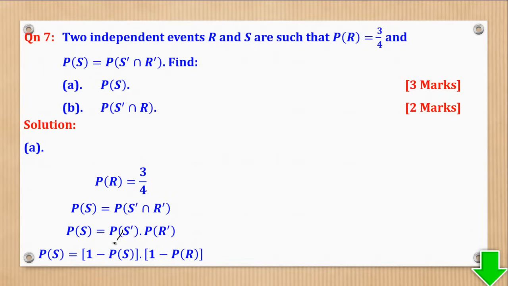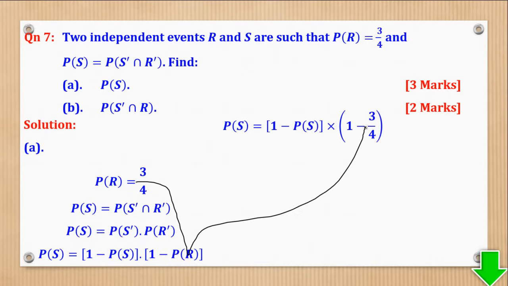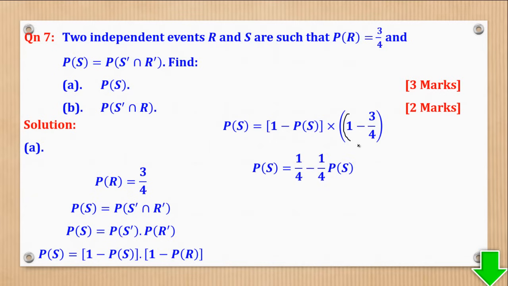Then remember that this complement is the same as 1 minus probability of S, times 1 minus probability of R. But I know the probability of R here, so substitute there. Now I have only one unknown, which is probability of S. So this one gives you a quarter. So a quarter times 1 is this. A quarter times P(S) is this.